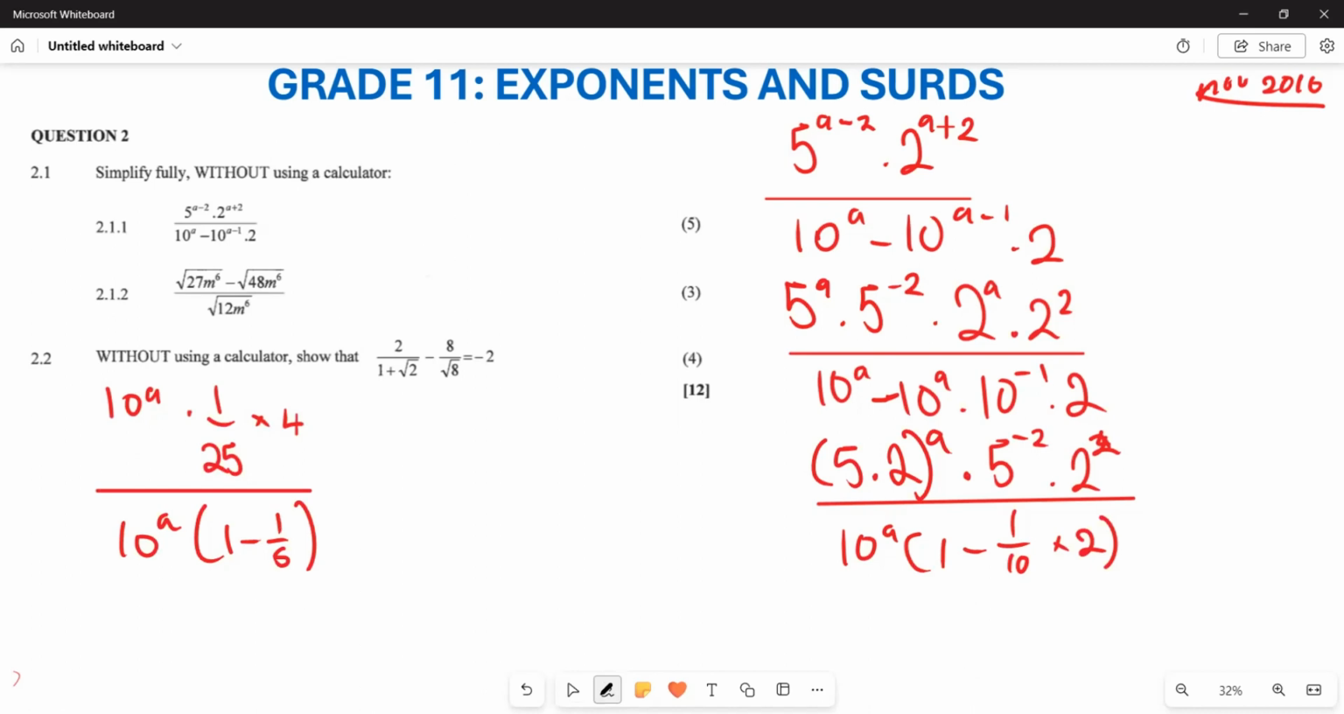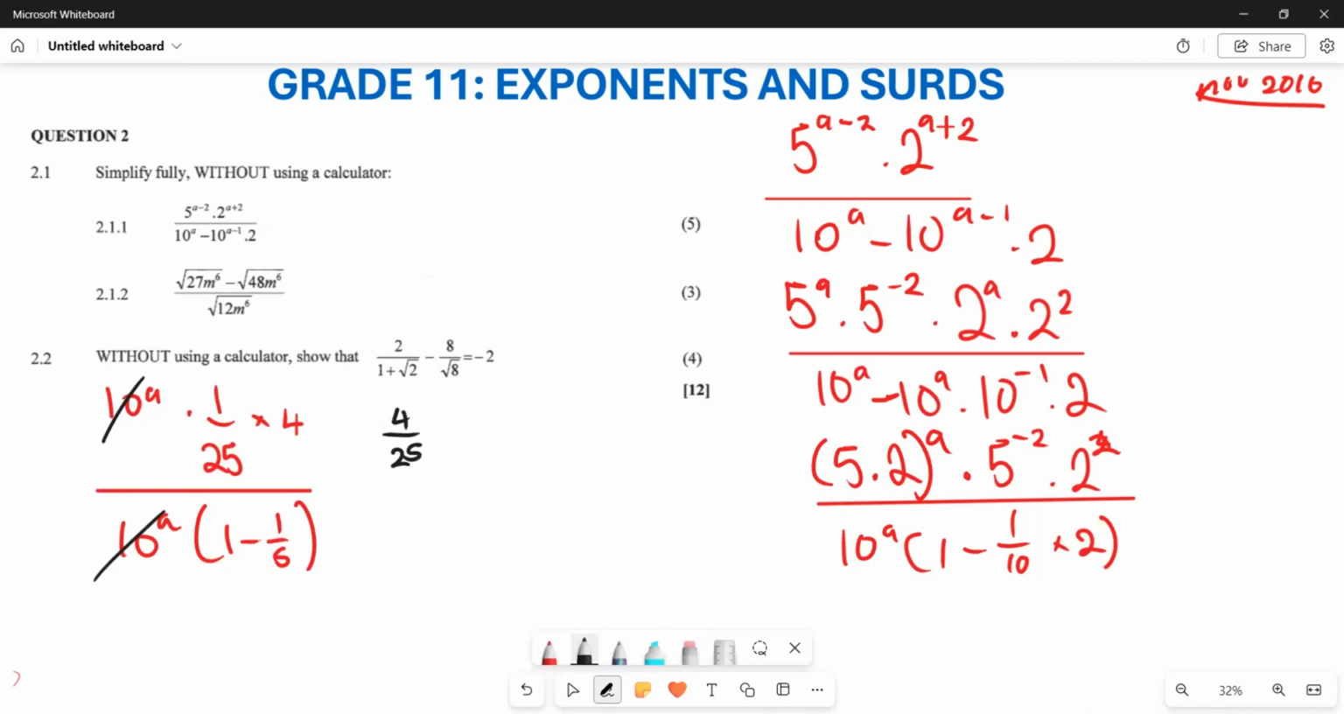Now, if we continue, what is it that you're going to have in here? The 10 to the power of a and 10 to the power of a are going to cancel each other. So what is it that you're going to have here? In your numerator, you're going to have 4 over 25, right?